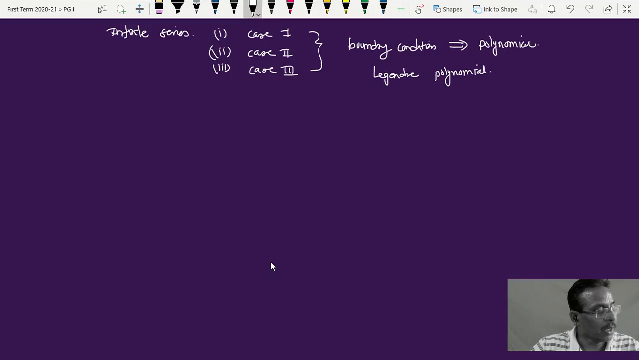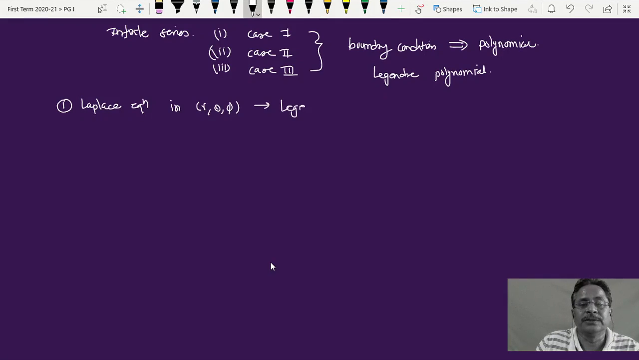So you might be knowing, there are different physical problems. Problem 1, that means Laplace equation in r theta phi, where we come across these Legendre functions. So wherever there is a Laplace equation to be used and r theta phi coordinates are to be used, in that case these Legendre functions have a special use. That's why this is a special function.